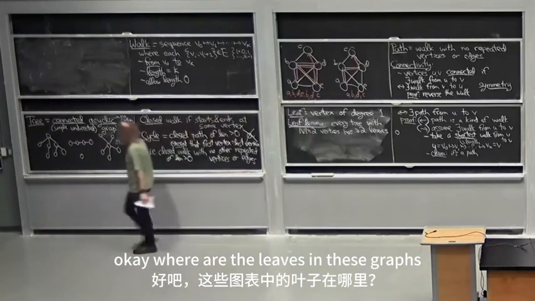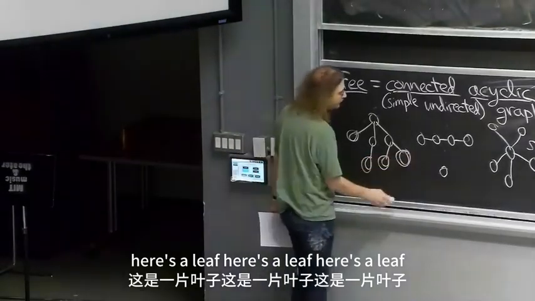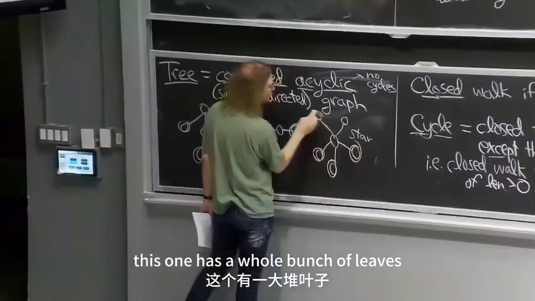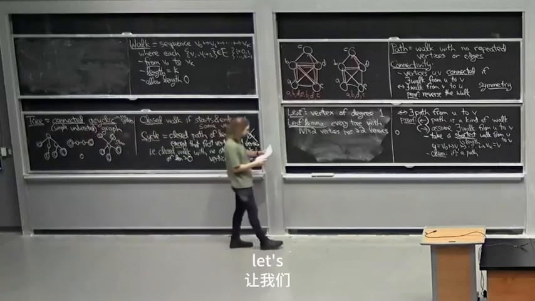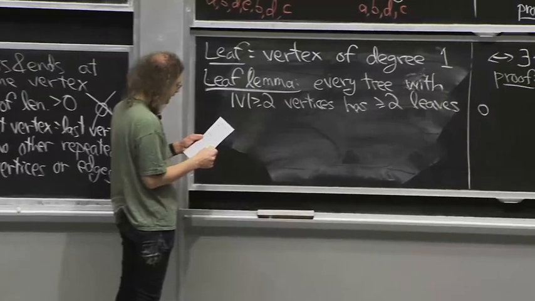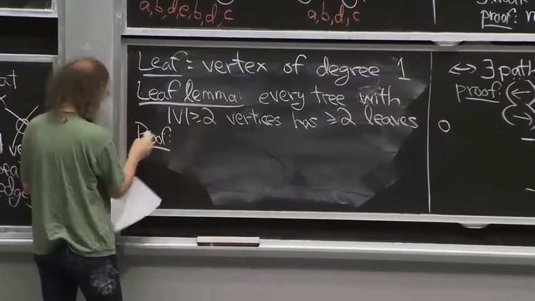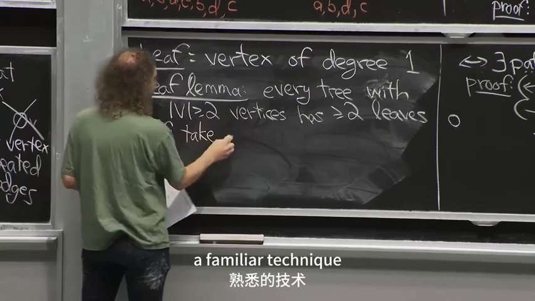Okay, where are the leaves in these graphs? Here's a leaf, here's a leaf, here's a leaf, here's a leaf. Okay, this one just has 2. This one has a whole bunch of leaves. Okay, let's sketch a proof of this lemma, which is a familiar technique.